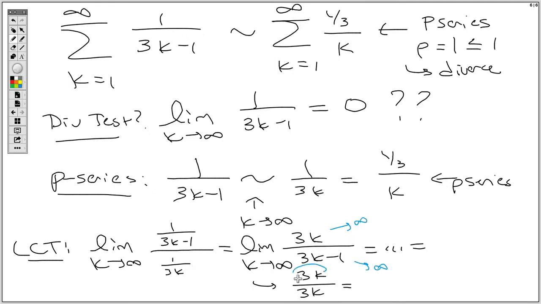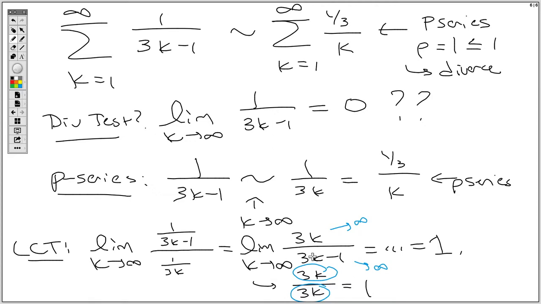So leading term on the top over leading term on the bottom. 3k over 3k is? It's not 0. It's 1. This will go to 1. And once again, if you're uncomfortable using the leading term theorem, you can pass this to a continuous variable and do 3x over 3x minus 1. You could L'Hopital it if you want to and get 3 over 3, but you'll get 1.